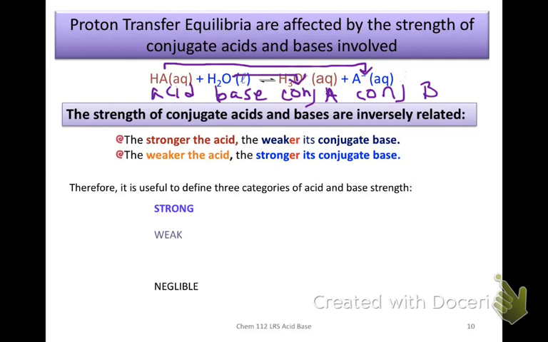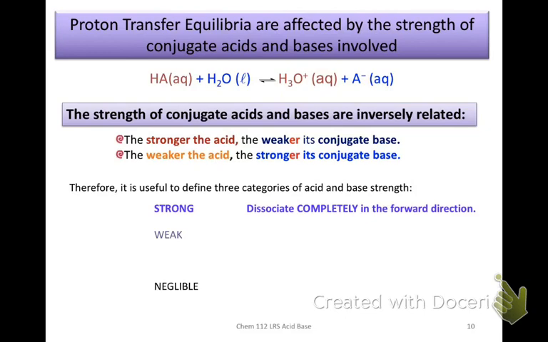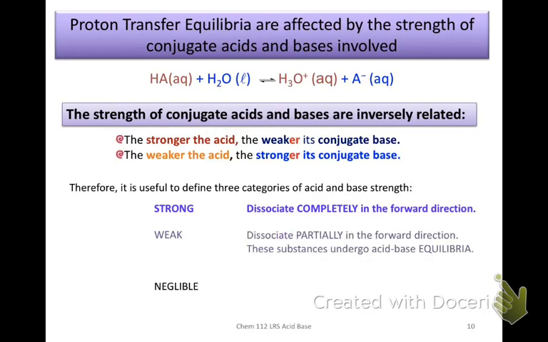So we're going to determine 3 categories of acid and base strength. This is very, very important. You need to know what these categories are and how to assign these to a substance. So the 3 categories of acid and base strength are, for a strong acid or base, it's going to dissociate completely in the forward direction. It's 100% ionized. If it's a weak acid, it's going to dissociate partially in the forward direction. There's going to be an equilibrium. It's going to pass that proton back and forth between 2 bases.